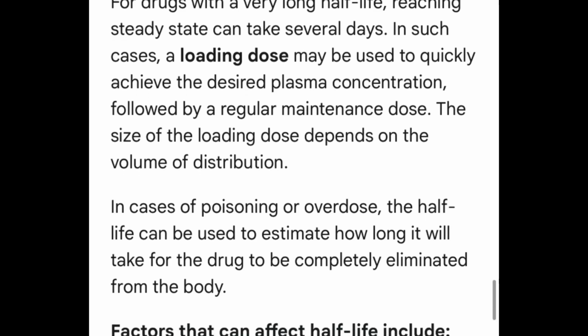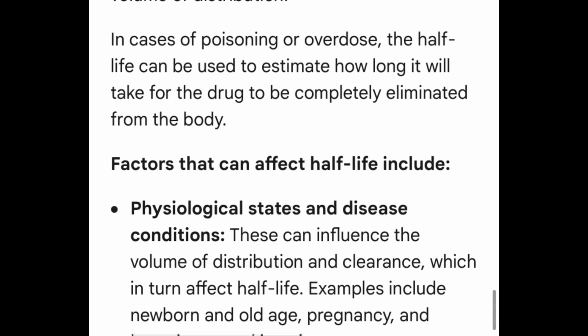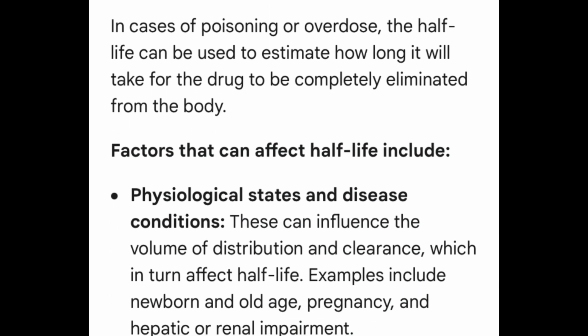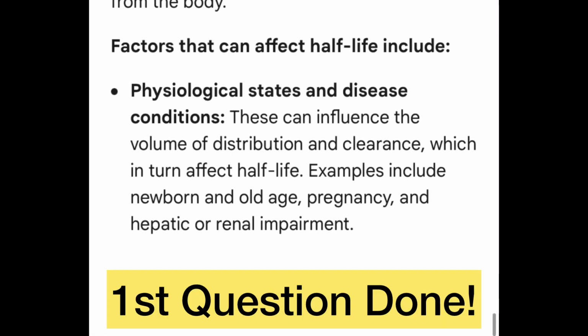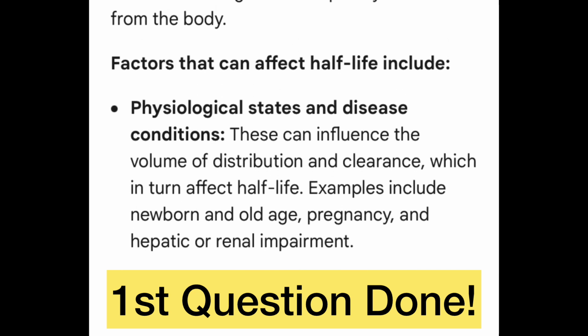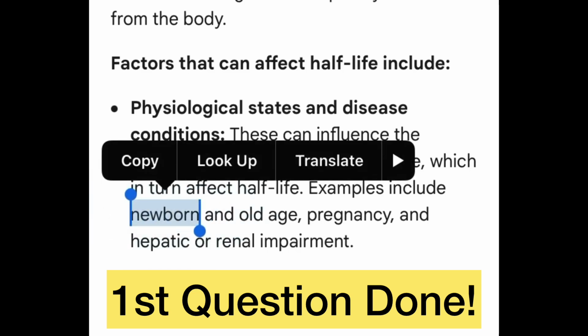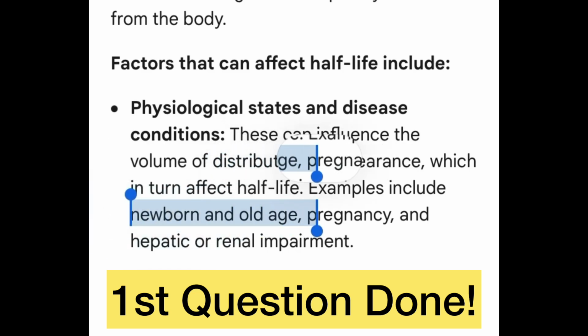In cases of poisoning or overdose, the half-life can be used to estimate how long it will take for the drug to be completely eliminated from the body. Factors that can affect half-life include physiological states and disease conditions. These can influence the volume of distribution and clearance, which in turn affect half-life. Examples include newborn and old age, pregnancy, and hepatic or renal impairment.